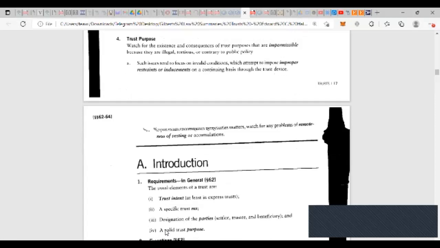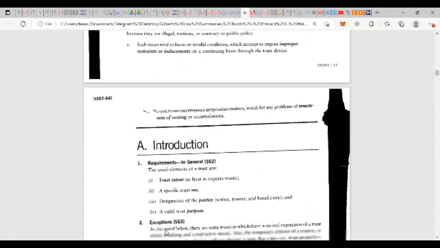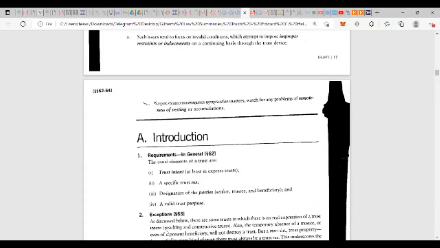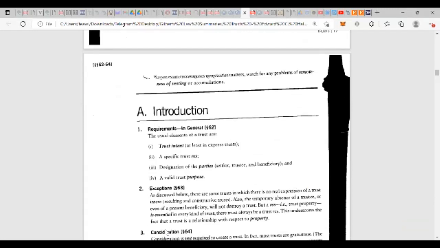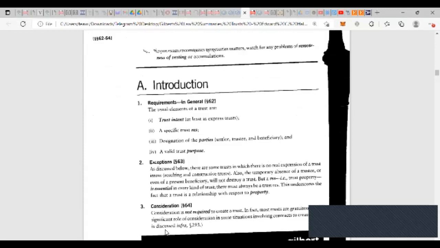Number 4, trust purpose. Watch for the existence and consequences of trust purposes that are impermissible because they are illegal, tortious, or contrary to public policy. Such issues tend to focus on invalid conditions, which attempt to impose improper restraints or inducements on a continuing basis through the trust device. B, if your exam encompasses perpetuities matters, watch for any problem of remoteness, of vesting, or accumulation.